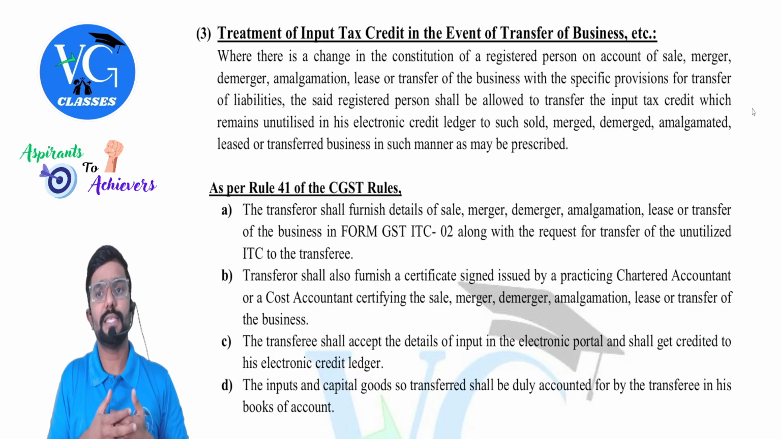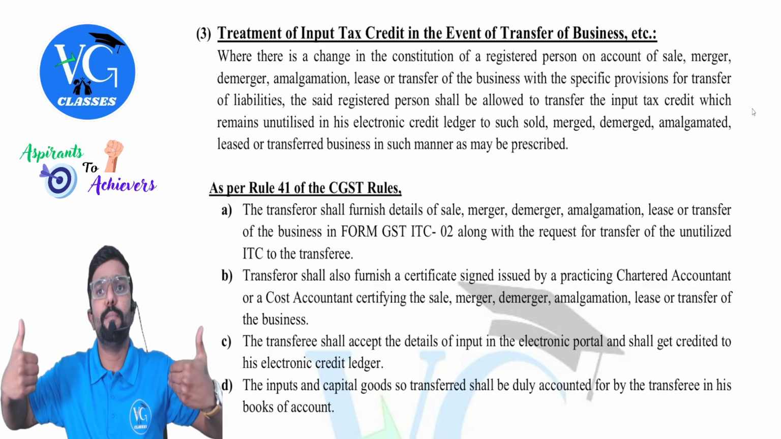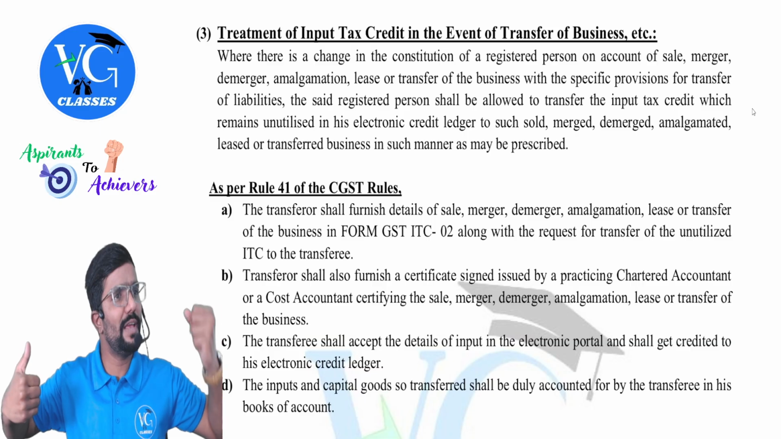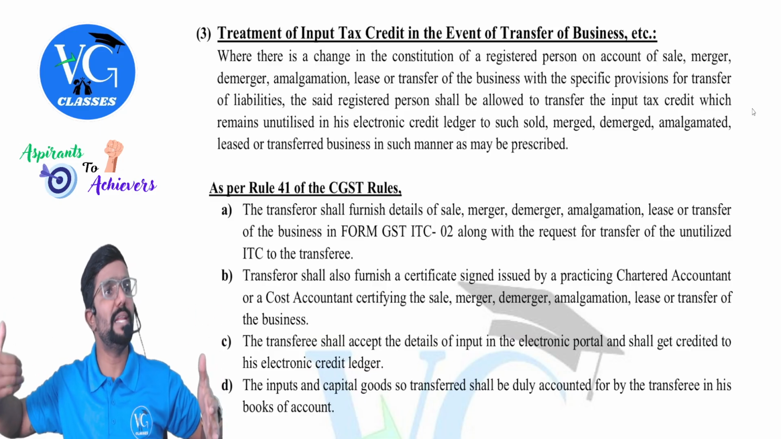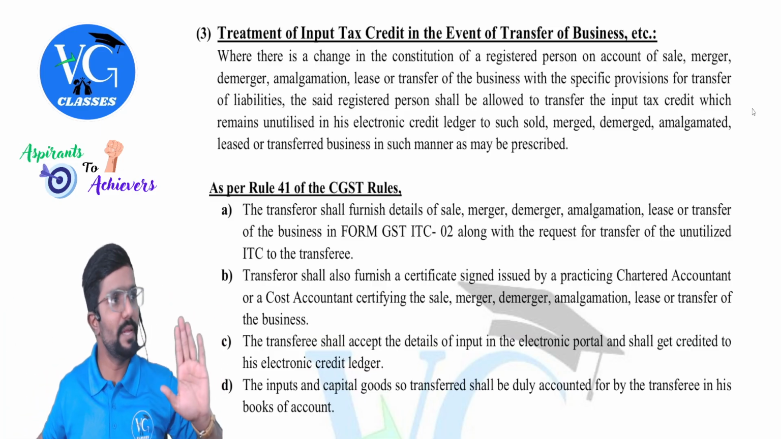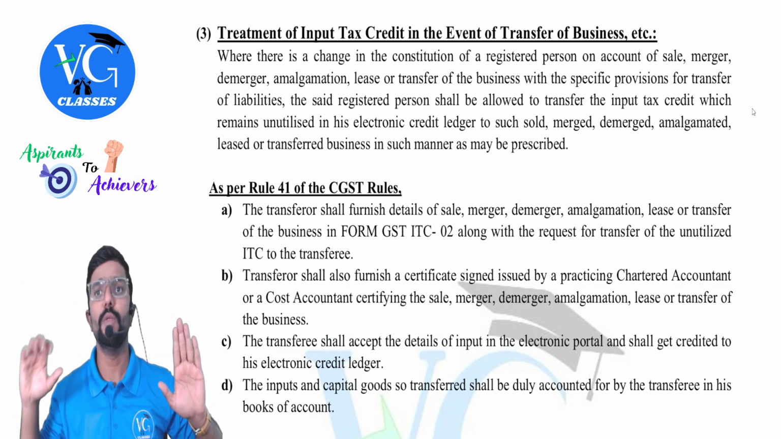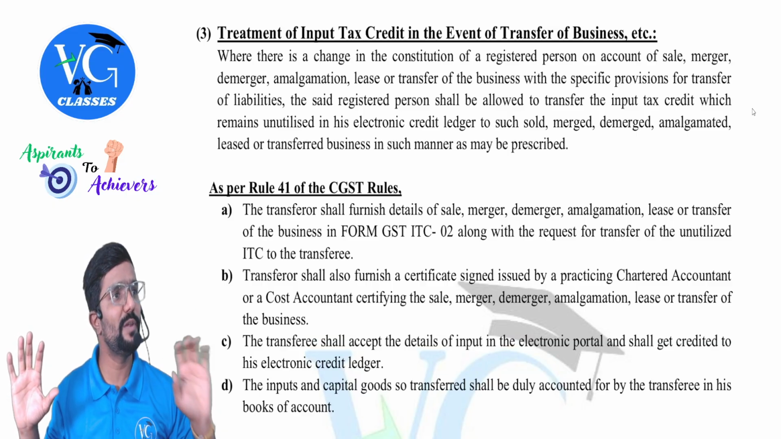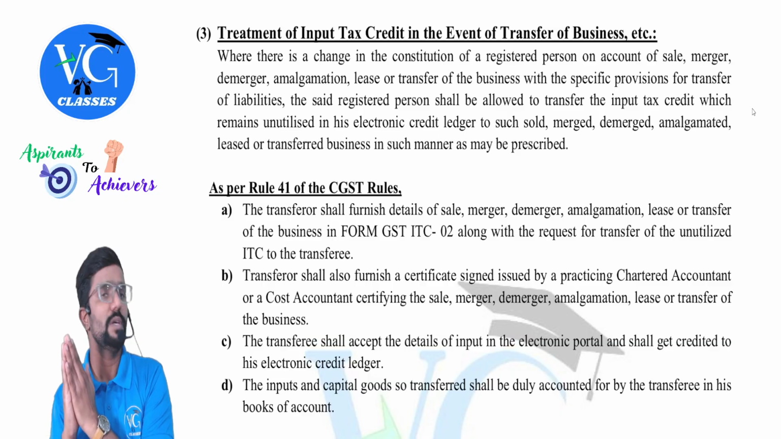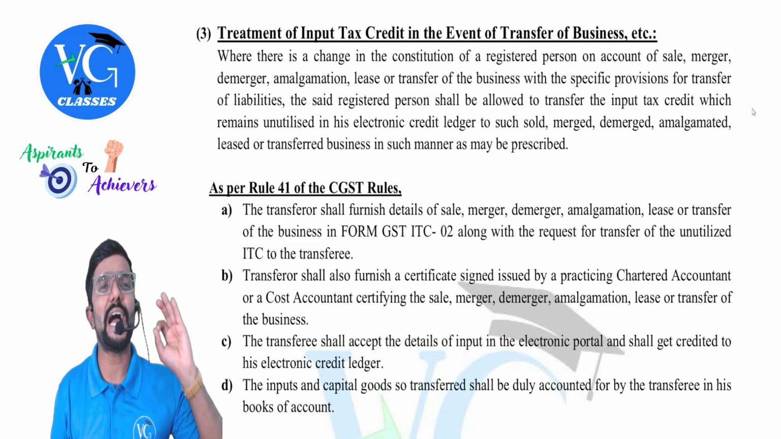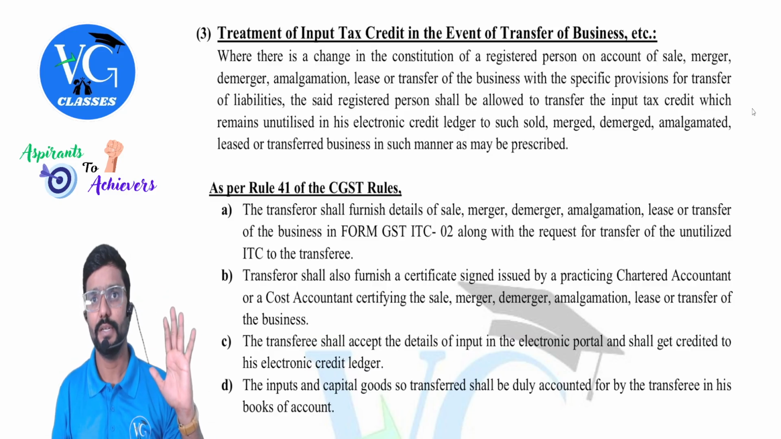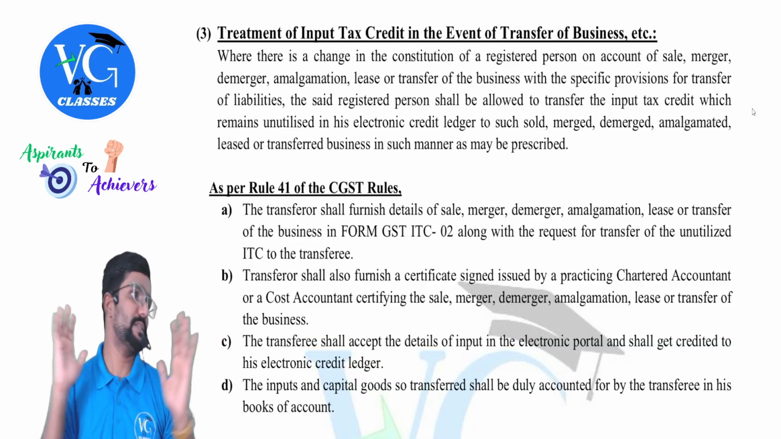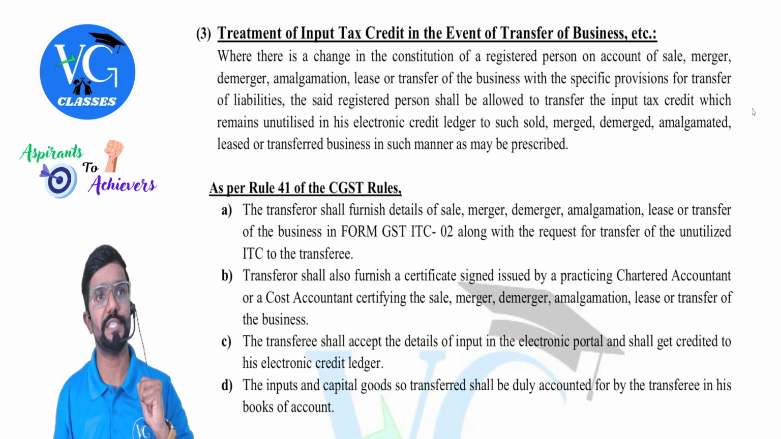Assume A Limited has been acquired by B Limited. Now you know all the assets and liabilities of A Limited will be taken over by B Limited. Now if A Limited has any unutilized input tax credit, can it be taken over by B Limited and can they claim it? Yes, but only if it is unutilized ITC.